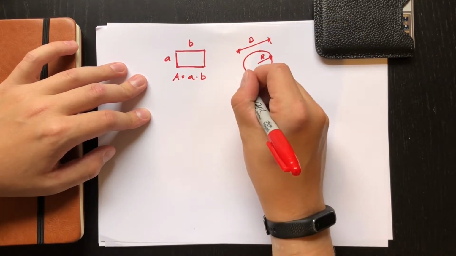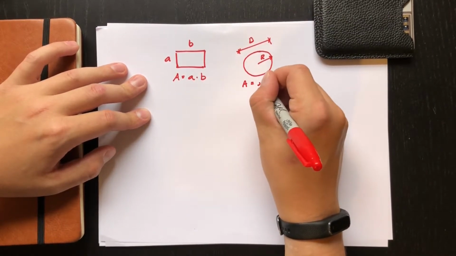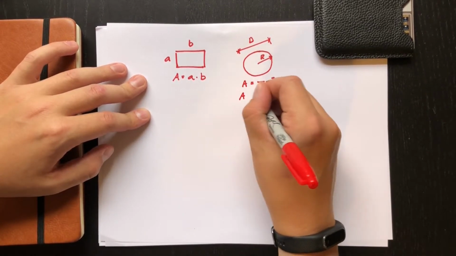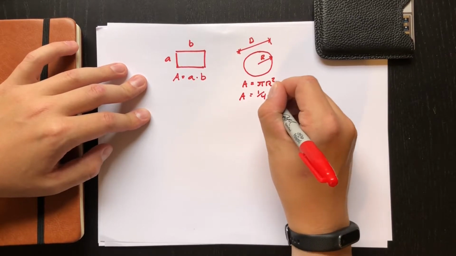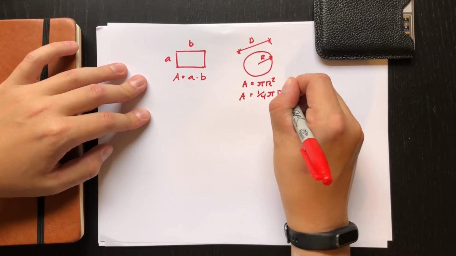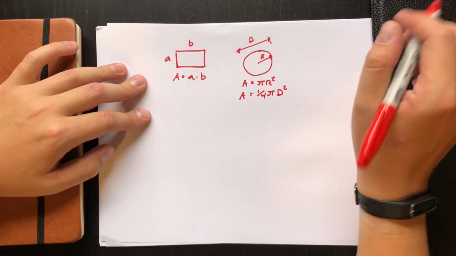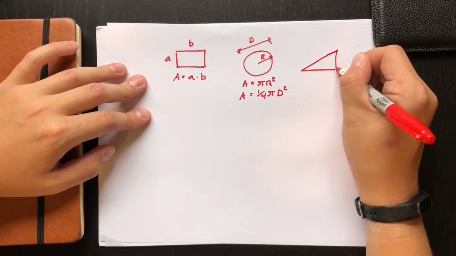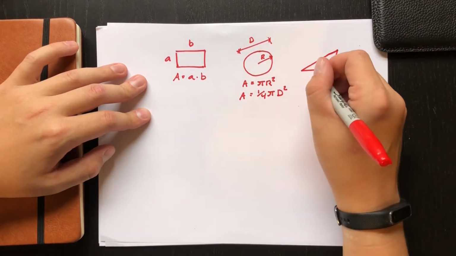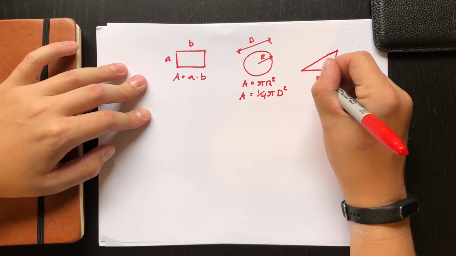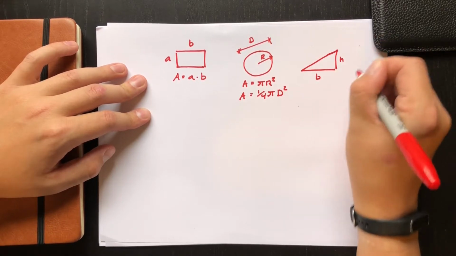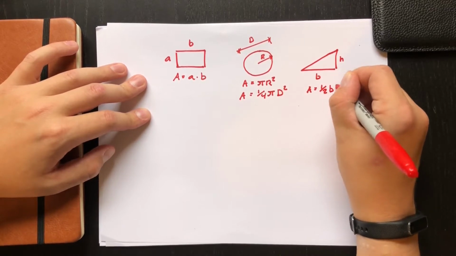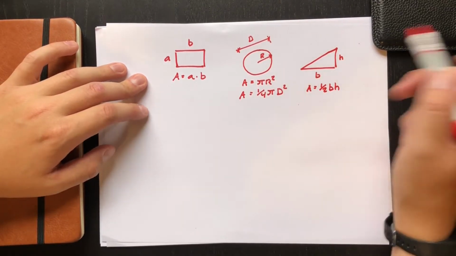D. So the most famous formula is pi r squared, but another one that I find more useful is actually 1/4 pi diameter squared. The last one, well, I guess there's triangles, which are important too. So if you have a triangle, you have base and height, and the area is just half base times height. So these are the three basic ones.